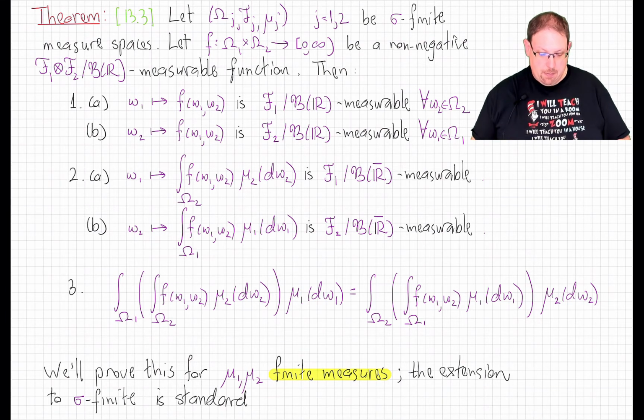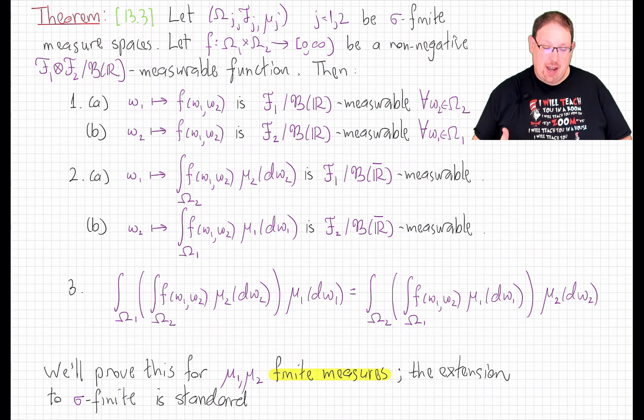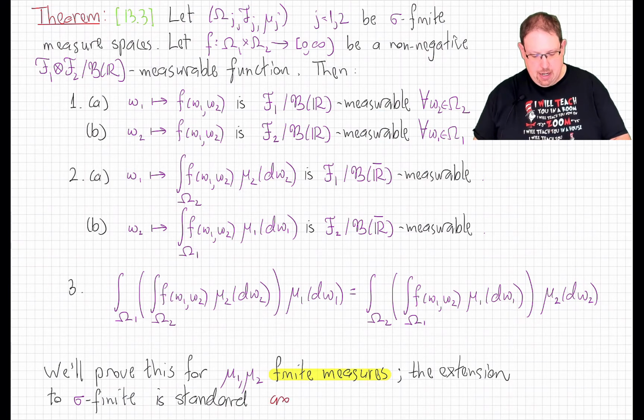That's our theorem. Iterated integrals make sense in a measure theoretic context, at least for non-negative measurable functions on the product sigma field, when the measures are sigma finite. And as I said, we're going to restrict to the case where these measures are actually finite. This is of course in probability after all, and in fact the extension to sigma finite measures from there is a standard kind of extension and is also pretty boring.